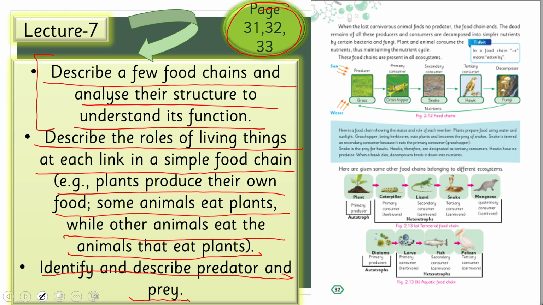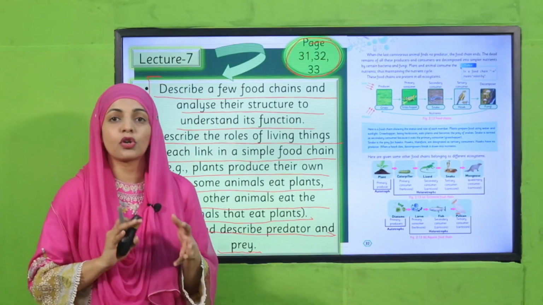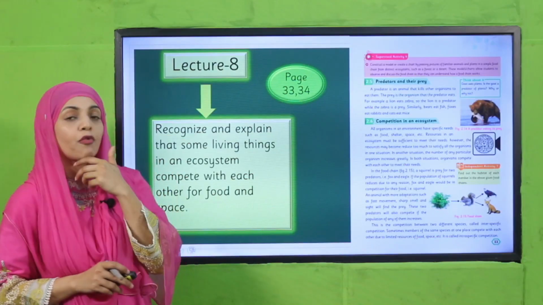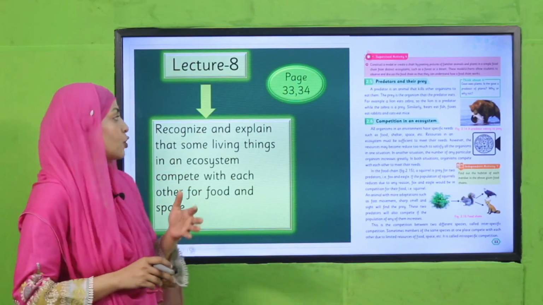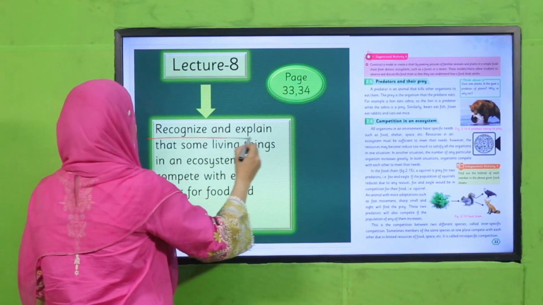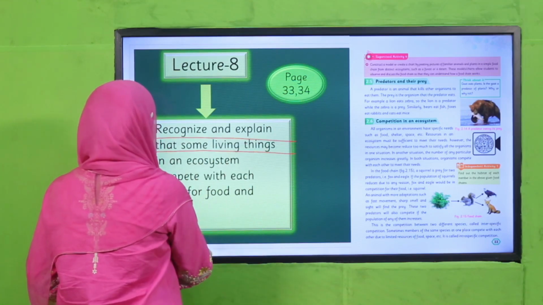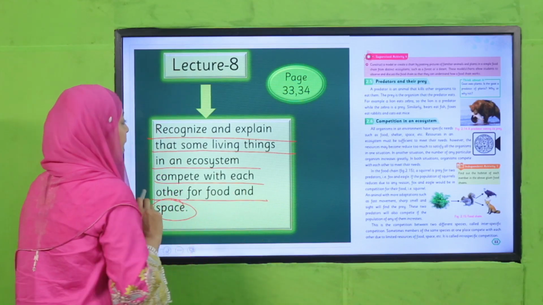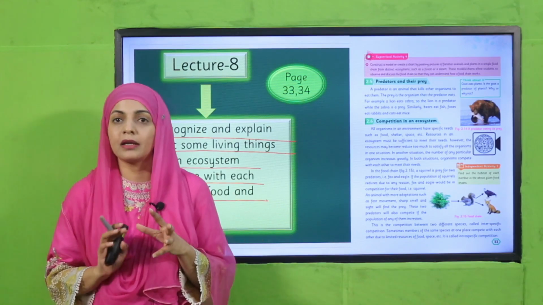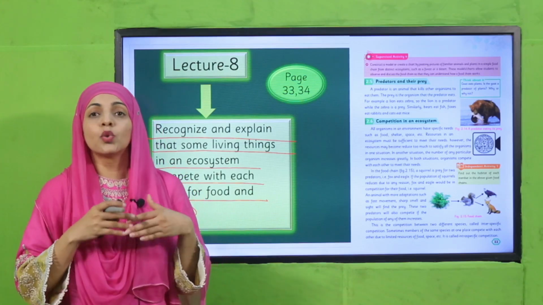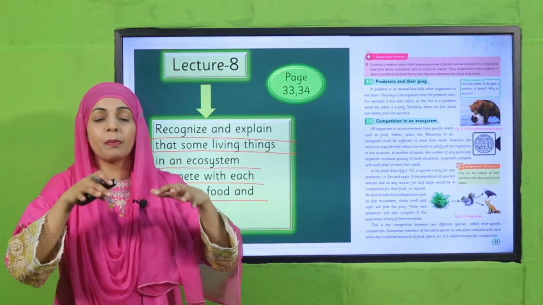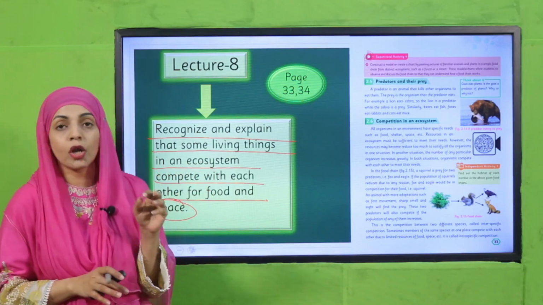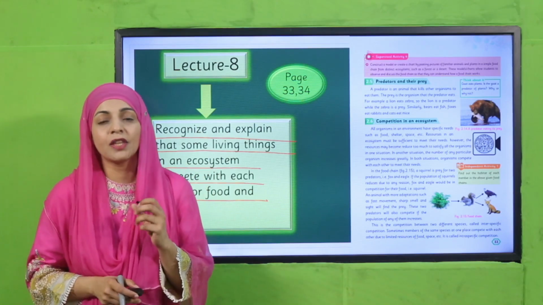तो कैसे food chain में animals और plants एक दूसरे के ऊपर depend करते हैं. We will discuss it in lecture number 7, and then we will move forward towards lecture number 8, and the students will be able to recognize and explain that some living things in an ecosystem compete with each other for food and space. कैसे वो living things compete करते हैं दूसरे animals और plants से to make their space in the ecosystem. This will be discussed in lecture number 8 on page number 33 and 34.